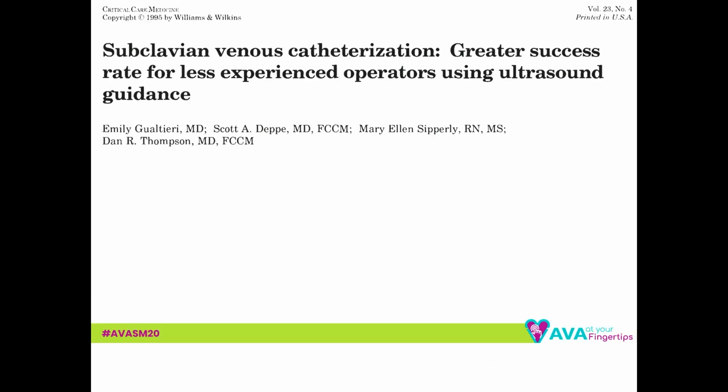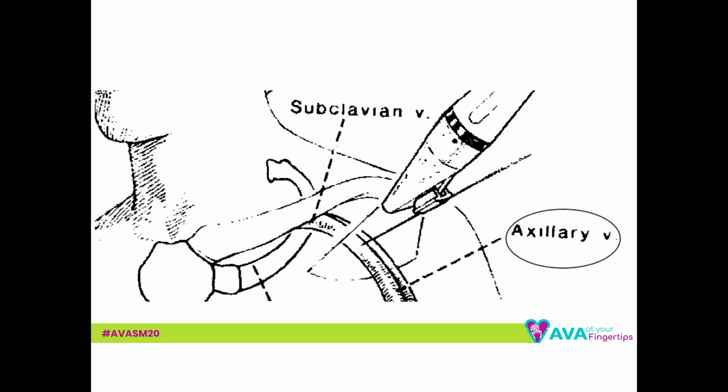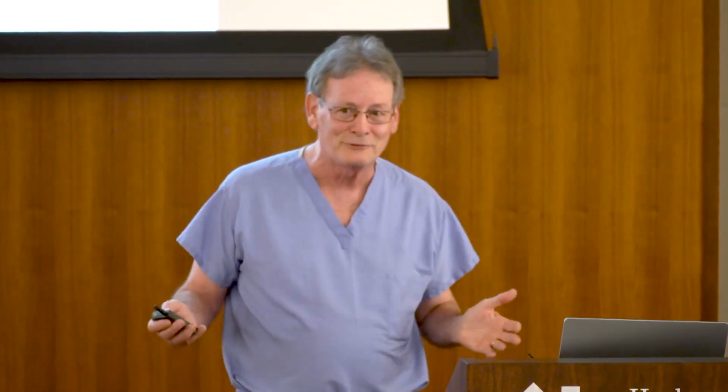This is the first paper that described the ultrasound-guided cannulation of the subclavian vein by a lady named Emily Gualtieri from Pittsburgh. And you can see from her diagram, she's puncturing the axillary vein, but the title of the paper was subclavian venous access, so they kind of got it wrong. And what's the big deal on this? For the surgeons in the room, who wants to expose the subclavian vein? If you can expose the axillary vein, you're a lot better off. That subclavian exposure is ridiculous.